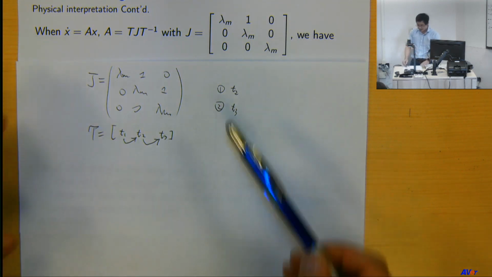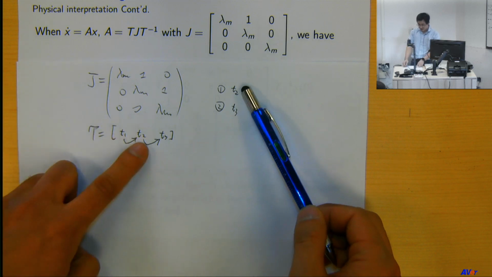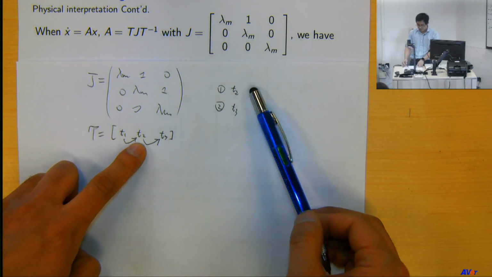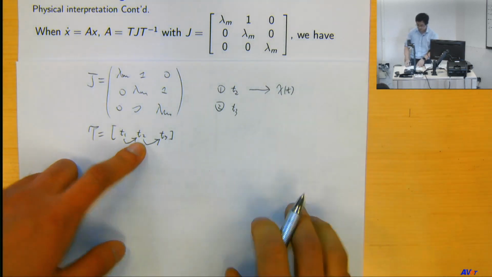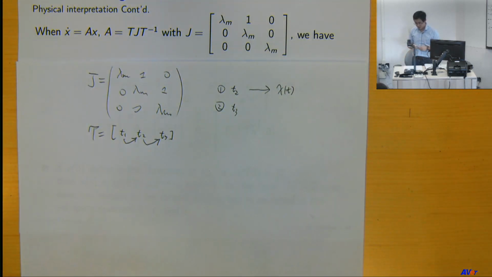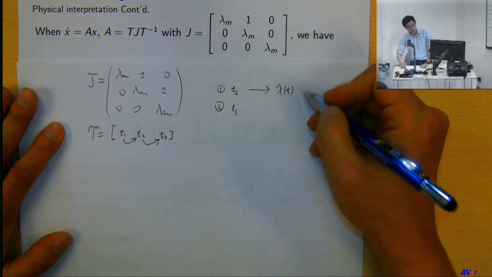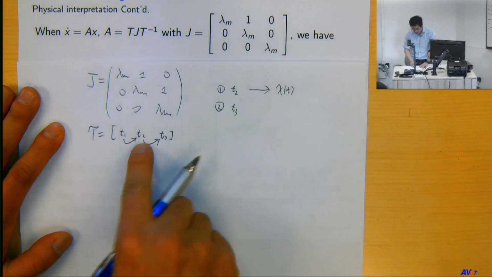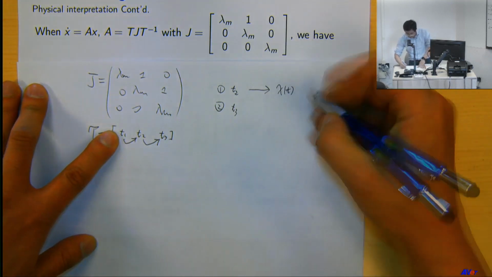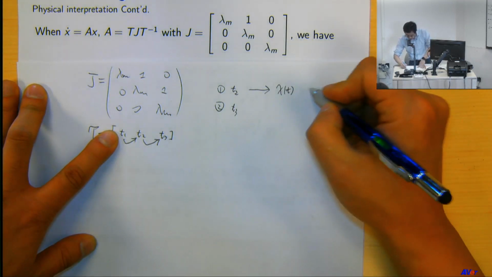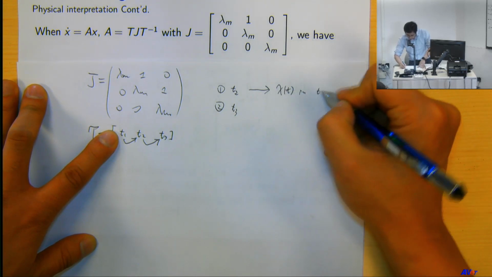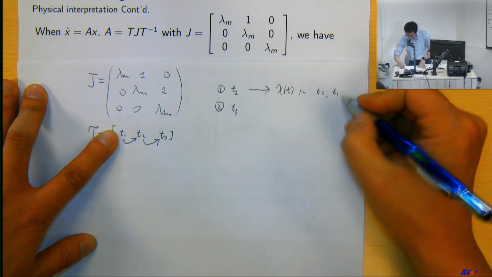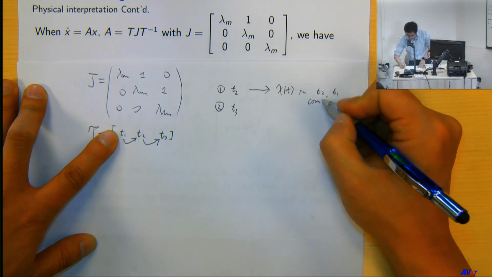So let's take a look at the first case. If I start in the direction of T2, what kind of vector space will my solution x(t) stay in? T1 and T2 combined, right? Because T2 is generated from T1. So this stays in the combined direction of T1 and T2.